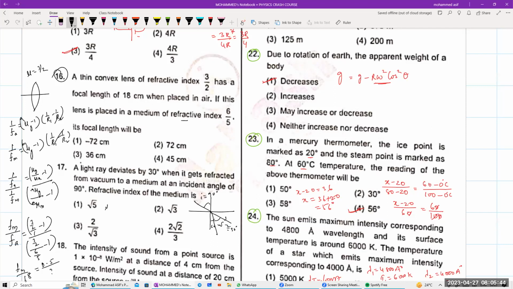So I can write here mu1 into sine of I must be equal to mu2 into sine of R. Mu1 is 1, into sine I, which is sine 90, is equal to mu2, which we have to find, into sine of R, where R is 60 degrees. Sine 90 is 1, so that equals mu2 into sine 60, which is root 3 by 2. So the value of mu2 will be equal to 2 by root 3. Good question, third option, 2 by root 3, very good.